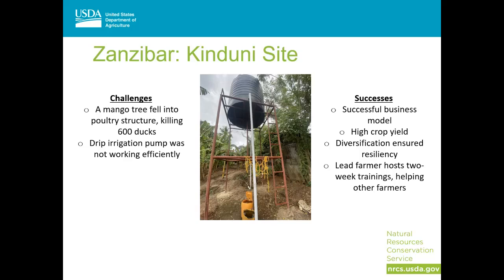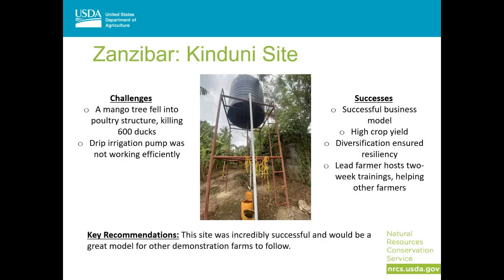Successes here were it was a successful business model. They always have high crop yield, they said. Their diversification ensured resiliency. They had on-site manure to use as a fertilizer, so purchasing fertilizer wasn't as big of an issue here. And then the lead farmer hosts 2-week trainings regularly for farmers nearby in Zanzibar and Pemba, which is another island nearby. And he's really into helping other farmers. So basically recommendations here are to use this site as an example because they were just crushing it and it was exciting to see.